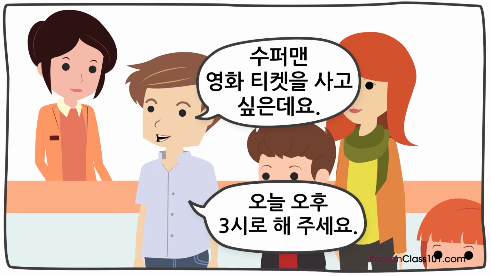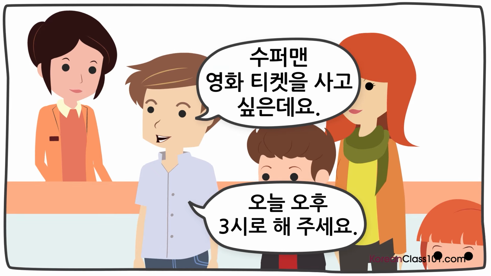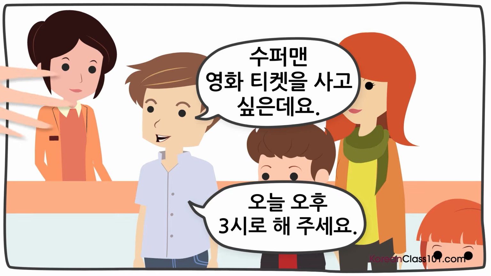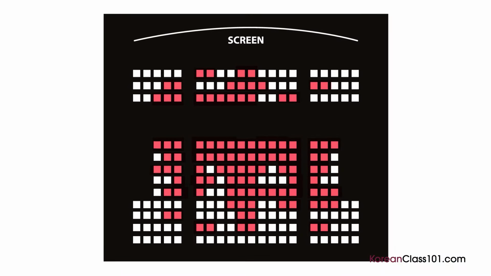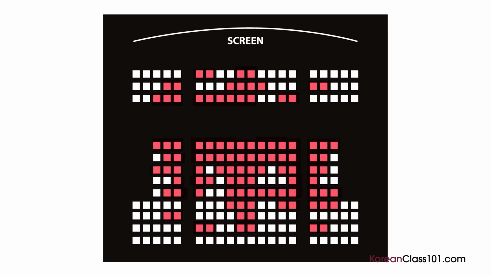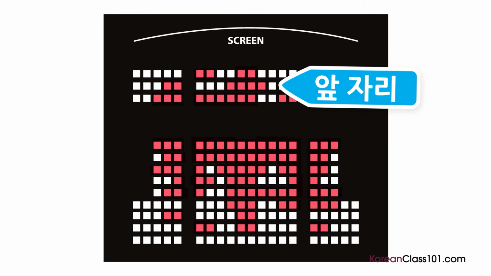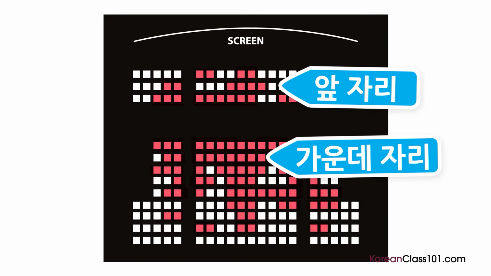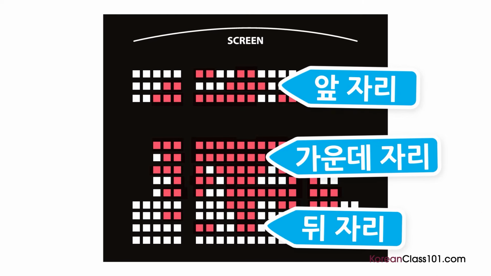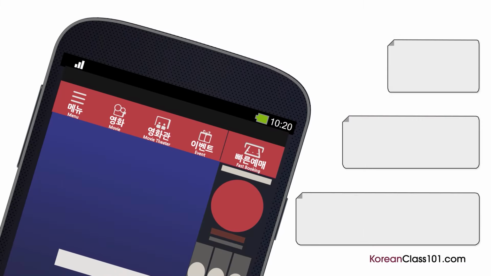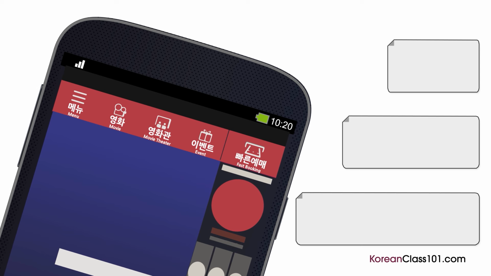3 p.m. today, please. When you purchase tickets at the movie theater or buy them on your mobile application, you can choose where to sit. In Korea, all seats are assigned before the screening when you purchase your tickets. When purchasing your tickets, you'll be given the options 앞자리, front seat, 가운데 자리, middle seat, and 뒷자리, back seat. Most Koreans prefer seats in the middle, so it's good to choose seats in the back if you want to avoid crowded areas.